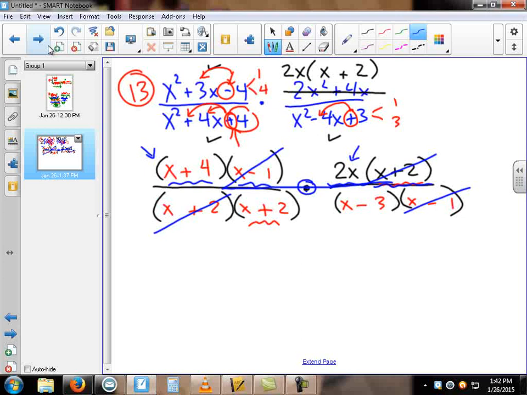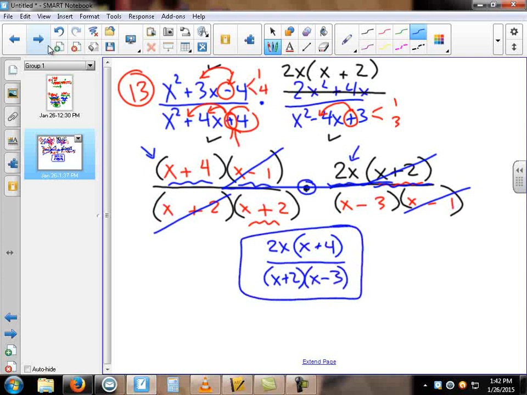So looking at what's left, we're just going to mush everything else together. I like to put the 2x, that's a single, by itself. So 2x, start there. I've still got an x plus 4. Is that everything across the top? Yes. So then I go to the denominator, x plus 2 and x minus 3. And there's our answer.